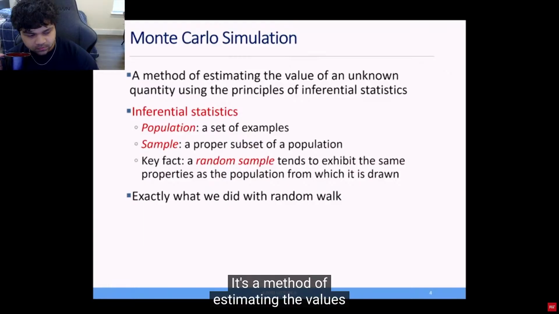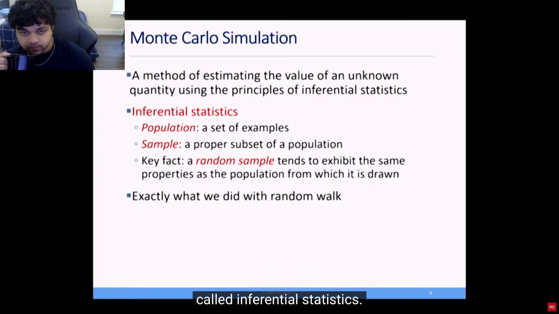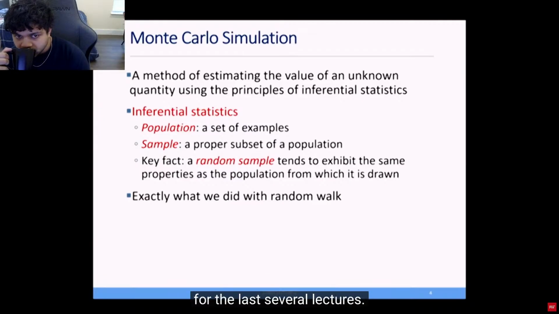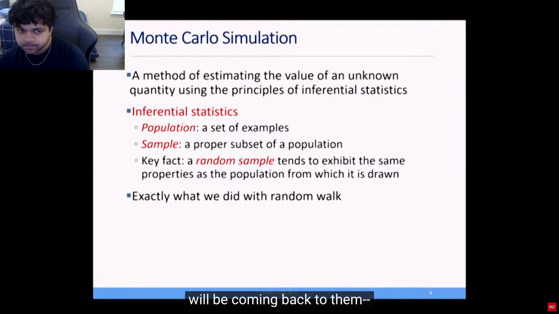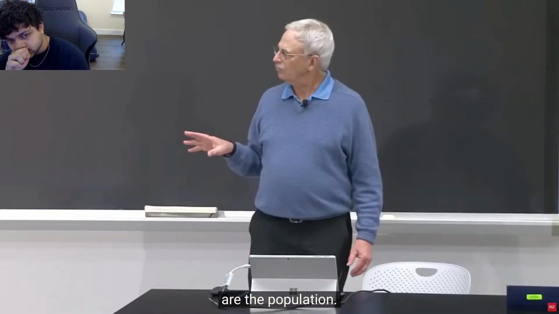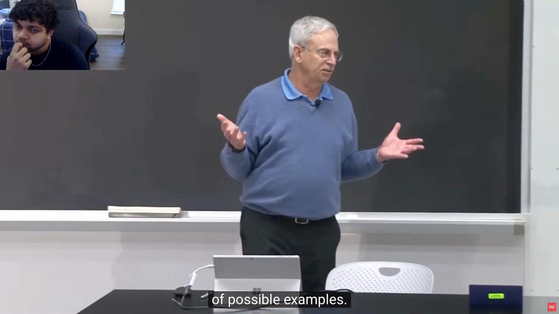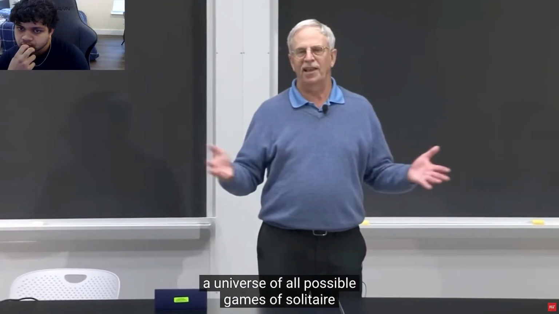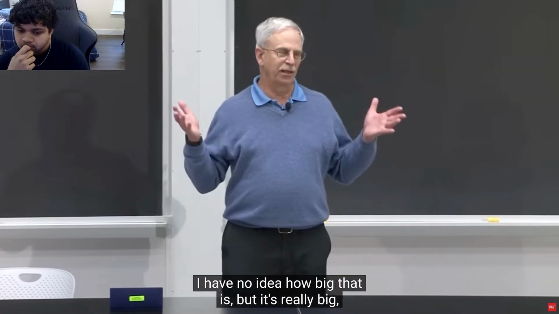It's a method of estimating the values of an unknown quantity using what is called inferential statistics. And we've been using inferential statistics for the last several lectures. The key concepts, and I want to be careful about these because we'll be coming back to them, are the population. So think of the population as the universe of possible examples. In the case of solitaire, it's a universe of all possible games of solitaire that you could possibly play. I have no idea how big that is, but it's really big.